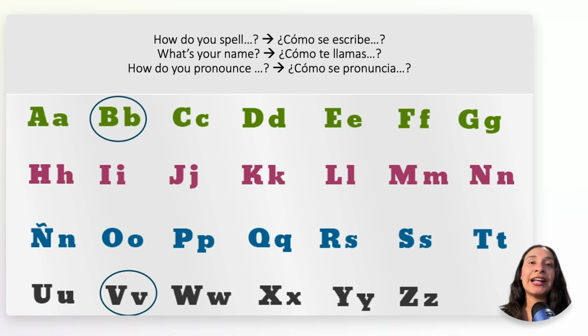But when you learn these two letters in Spanish with somebody who doesn't speak another language other than Spanish, they are gonna say B for both of them. So B, B. In the other slides, I'm gonna show you different ways to name B and B pequeña. That's one of the alternatives.